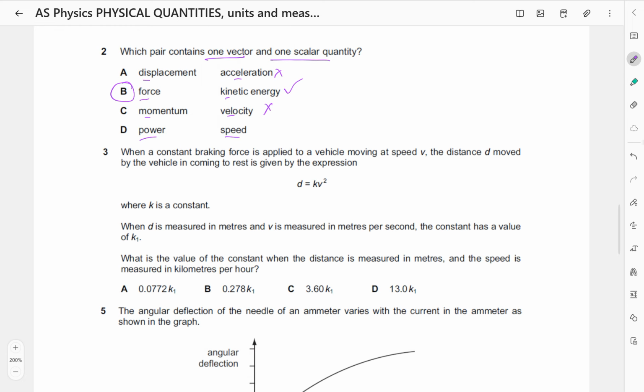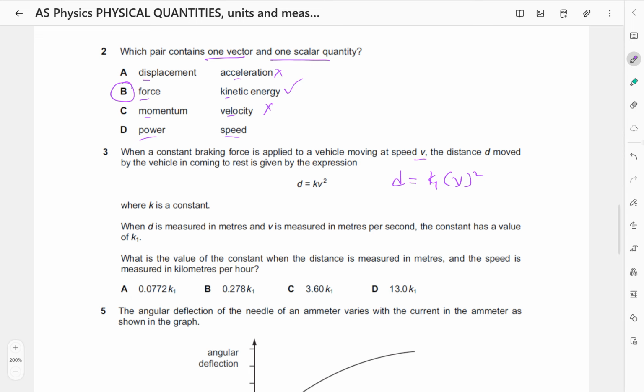When a constant braking force is applied to a vehicle moving at a speed v, the distance d moved by the vehicle in coming to rest is given by the expression d equals kv squared, where k is a constant. When d is measured in meters and v is measured in meters per second, the constant has a value of k1. So d is going to be equal to k1 times v squared, where v is in meters per second.